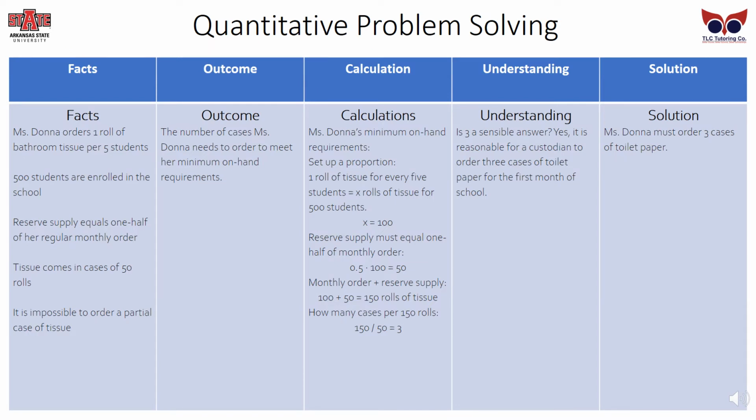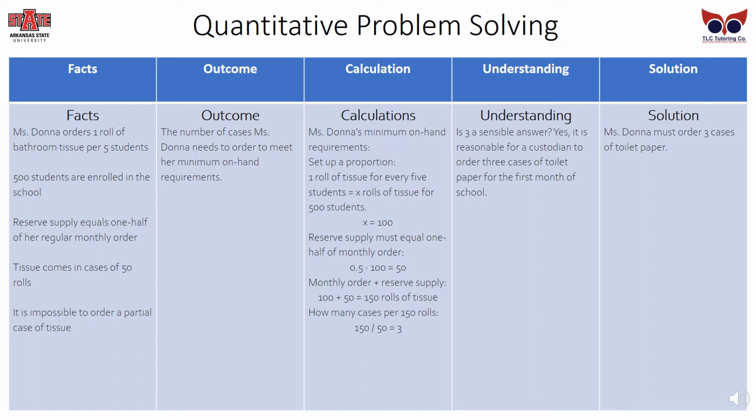Look at the table. First, we identified the factual information that we would need to solve the problem. Then, we identified our desired outcome, the number of cases Ms. Donna would need. Next, we did our calculations. We calculated the number of rolls per student. We calculated how many rolls she would need for her reserve supply, and then we determined how many total rolls of tissue we would need.